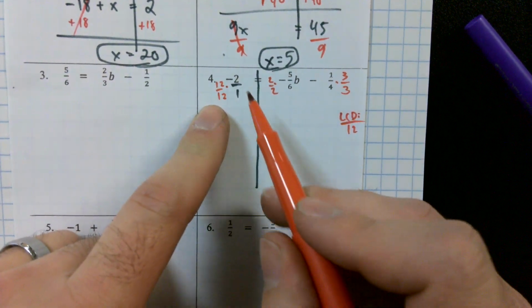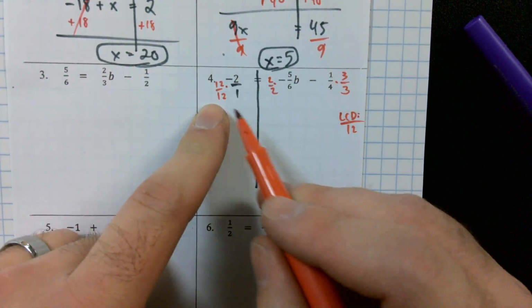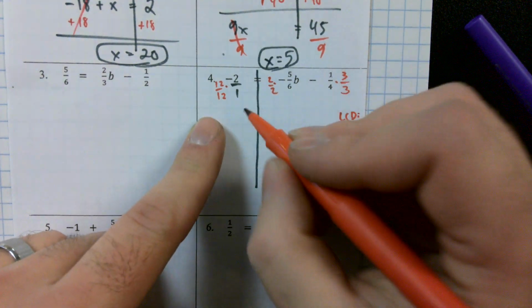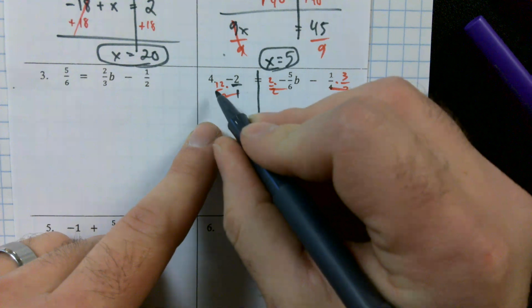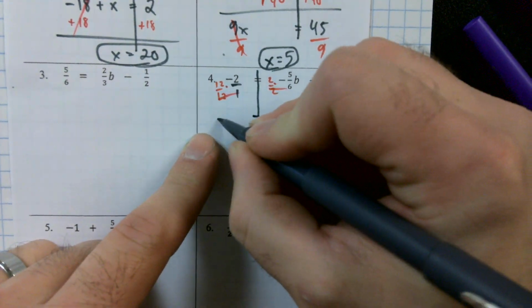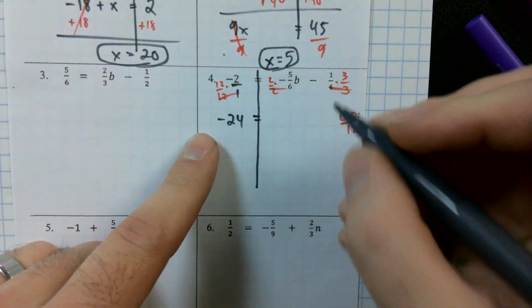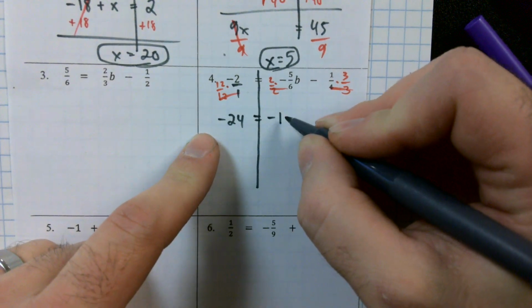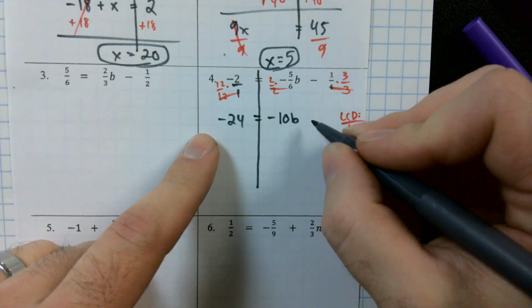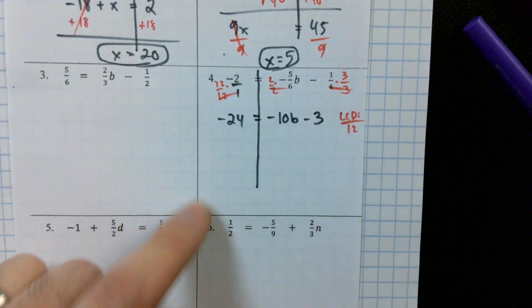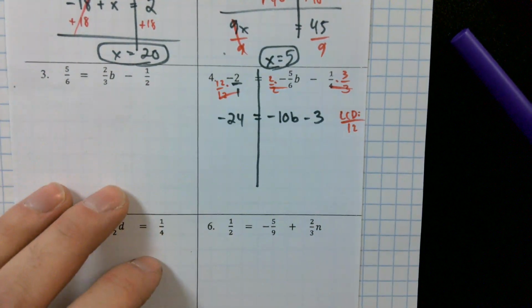Am I going to have 12s across the bottom here? Yes, you're right. I am going to have 12s across the bottom. So I can just cross them out preemptively and focus on the top. What's 12 times negative 2? Negative 24. What's 2 times negative 5b? Negative 10b, that's right. And what's negative 1 times 3? Negative 3. Right?